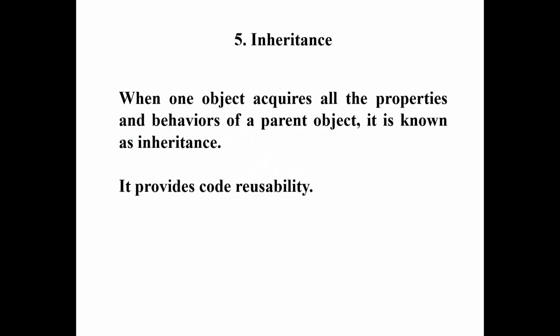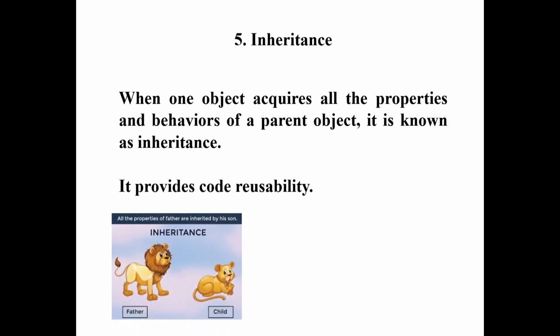Inheritance. It means that when one object acquires all the properties and behavior of a parent object, this is known as inheritance, and it provides code reusability. So this is one of the important concepts of OOPS, object oriented programming. Let's see some examples first. Here you can see that a child can acquire all the properties and behavior of the father.